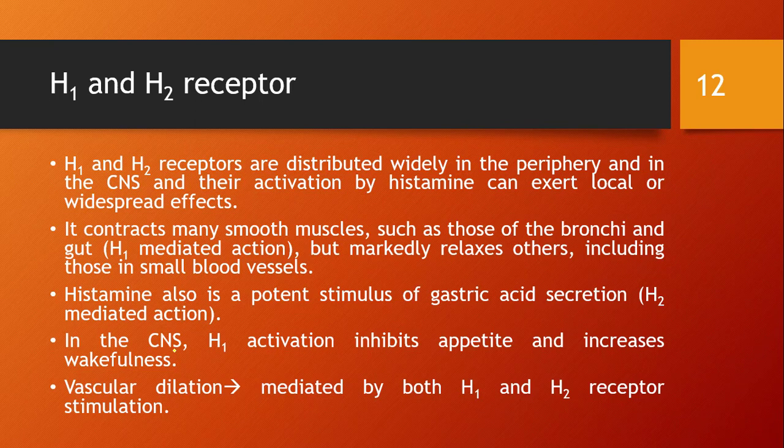So the histamine also is a potent stimulus of gastric acid secretion, and this action of the histamine is H2 receptor mediated. H1 receptor has no effect over there. The reason is that H1 receptors are not to be found in the gastric mucosa. Only H2 receptors are present. That's why this action is H2 mediated, and the gastric acid secretion increases when histamine binds to the H2 receptor. In the CNS, H1 activation inhibits appetite and increases wakefulness.